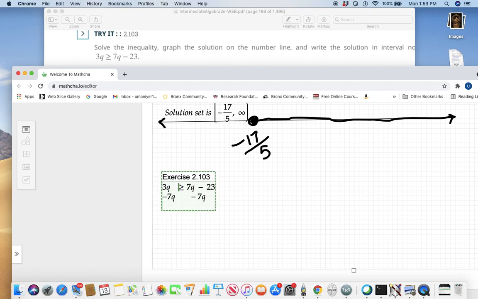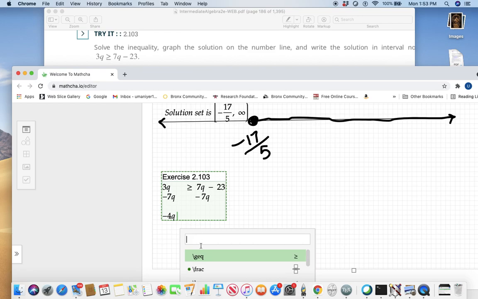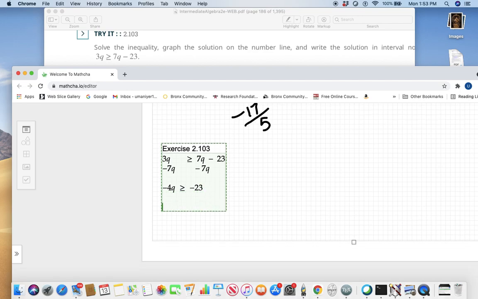All right. So notice subtraction does not change the inequality. 3q minus 7q is minus 4q. Greater than or equal to. 7q minus 7q cancel. You are left with negative 23. At this point, you want to divide both sides by negative 4.